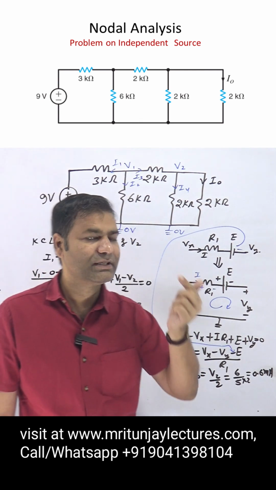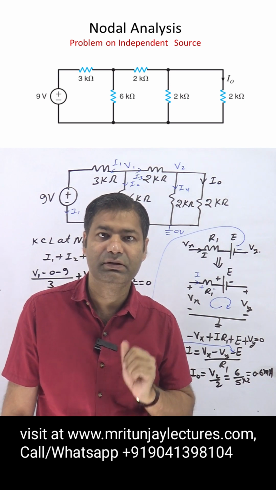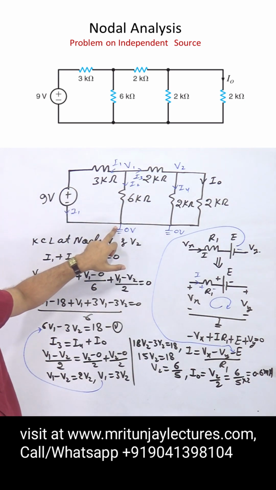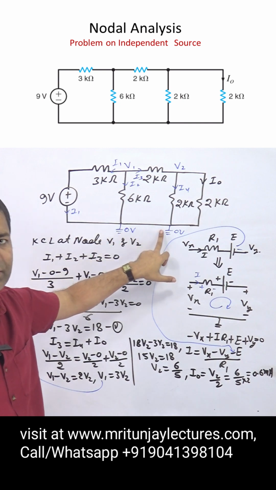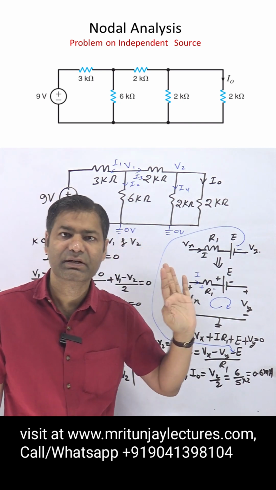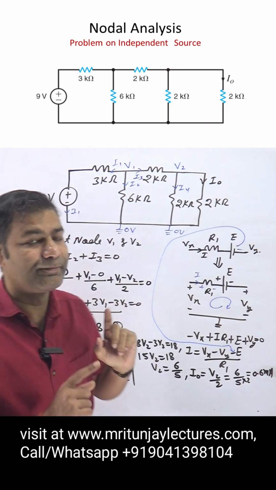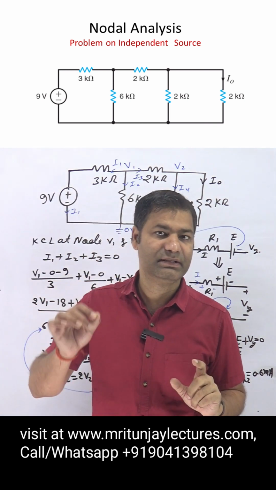After that, we have taken the bottom node as the reference node. If we take the reference node, it is at 0 voltage, and the connected node is also at 0 voltage. That's why V3 is not written here. Simply 0 volts.